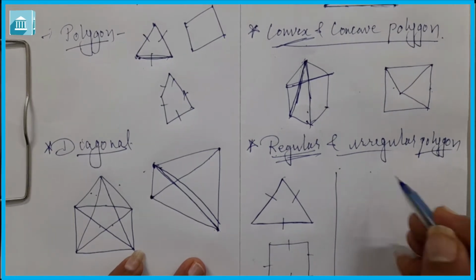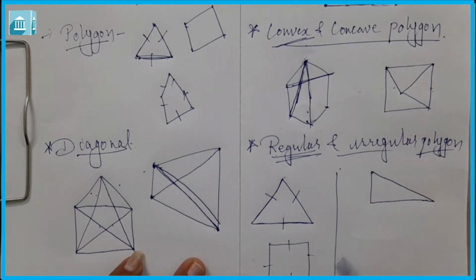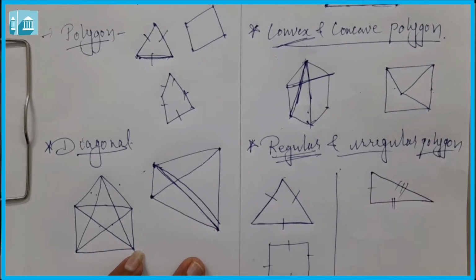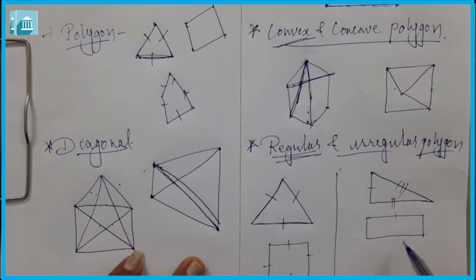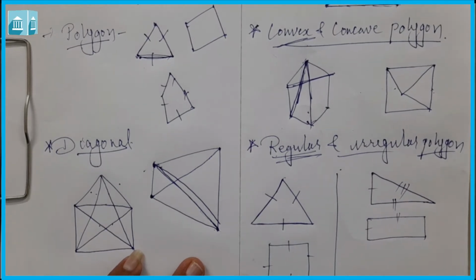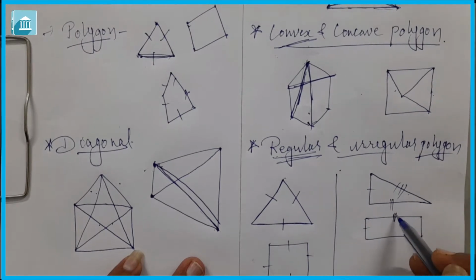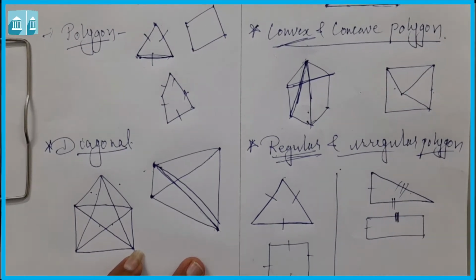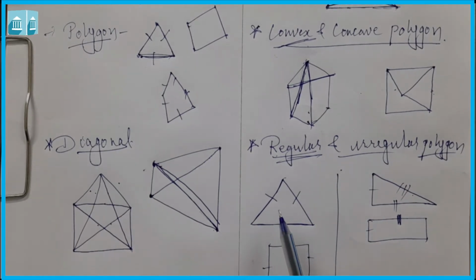Now suppose this triangle, it has all different sides, so it is an irregular polygon. In the same way, suppose a rectangle is there, so a rectangle also has different sides, so it is also an irregular polygon. So in this way, if the polygon has unequal sides, or if the sides of the polygon are not equal, that is known as irregular polygon. Regular polygon means if the sides are equal. If the sides are not equal, that is known as irregular polygon.